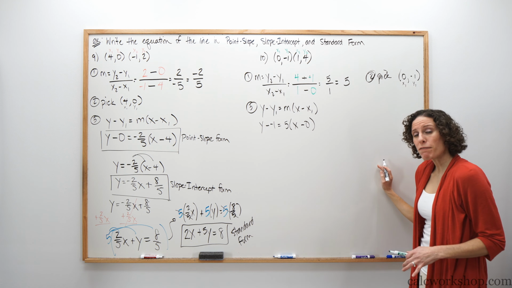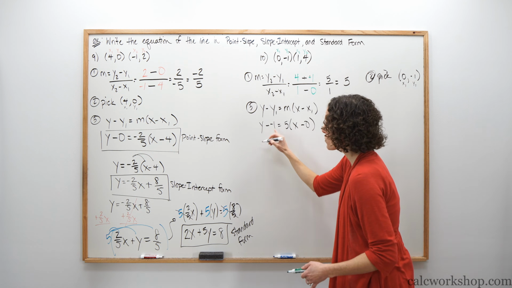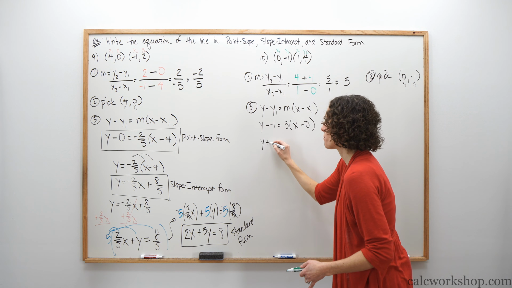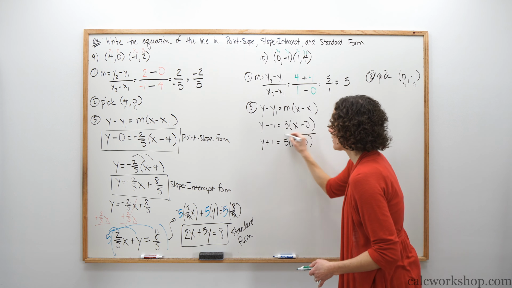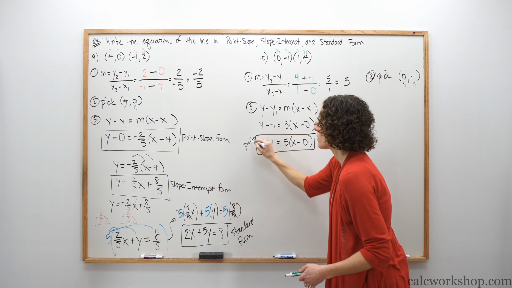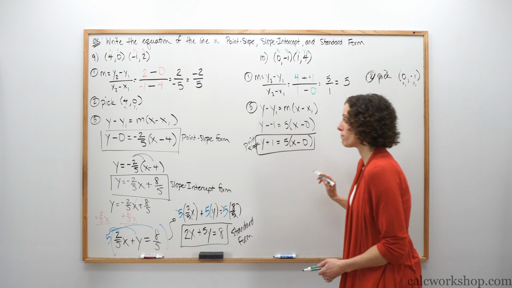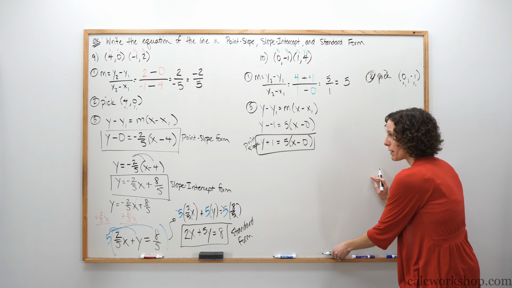Now, we would need to simplify this to make sure it is in point slope form. So two negatives here make a positive. We'd say y plus 1 equals 5 times the quantity x minus 0. This is point slope form. Done. Now, let's go ahead and get it into slope-intercept form.